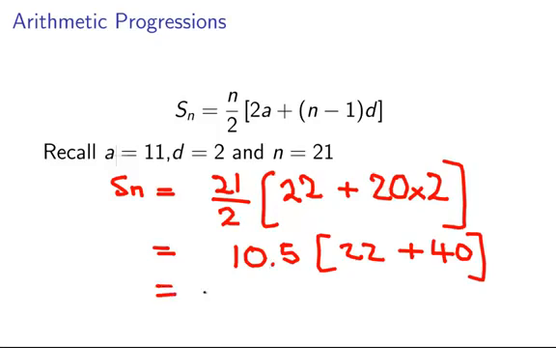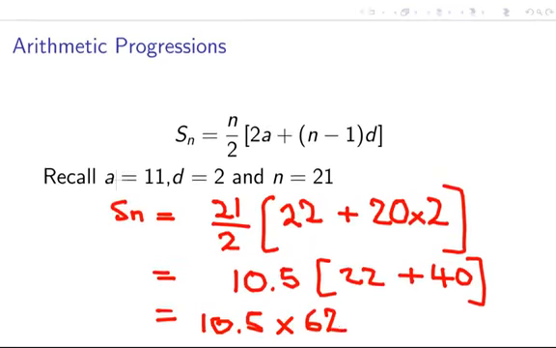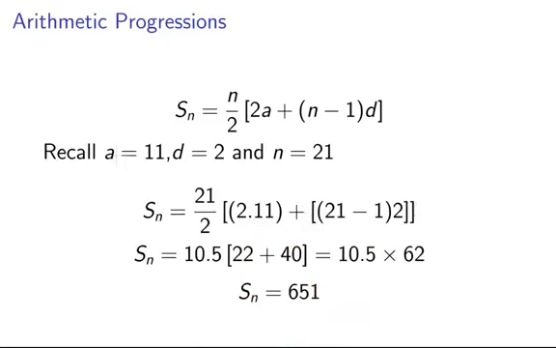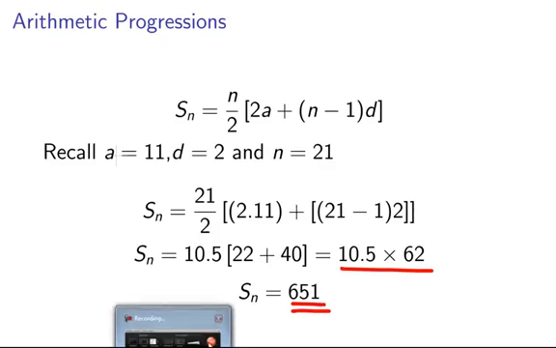Now it's just a little bit of calculator work. We're almost finished. 10.5 times 62 works out to be 651. So that's it done. That's our answer, and we're going to leave it there.